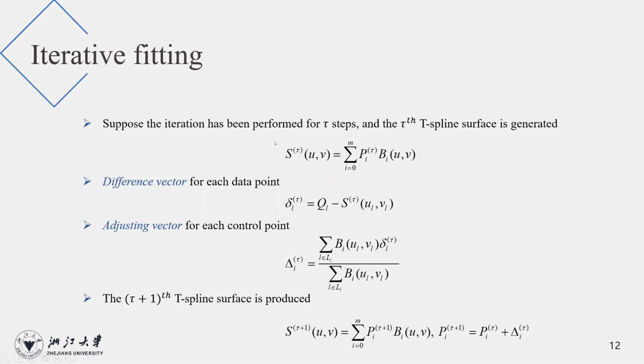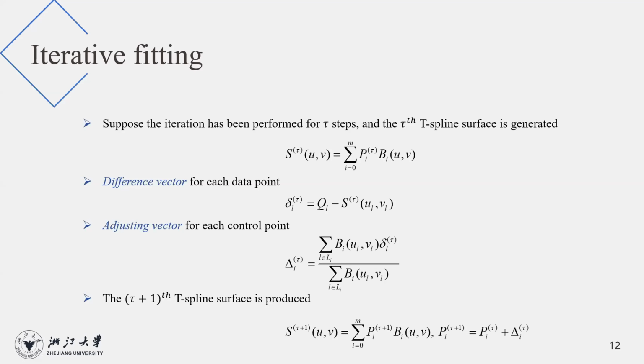Suppose the iteration has been performed for k steps, and the k-th T-spline surface is generated. By calculating the difference vector and the adjusting vector, we can obtain the (k+1)-th T-spline surface. The iteration is terminated when it meets requirements.